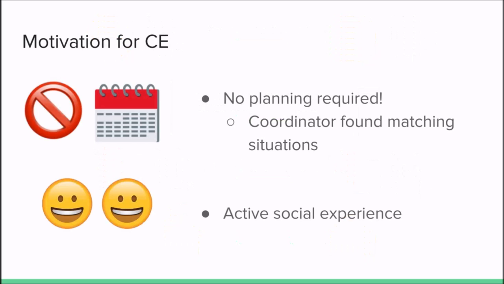So what happened in this experience? One, we can see that there was no planning required. The system just automatically matched them based on their context. And two, the experience that they engaged in was very active with another person, and so it was more satisfying than, say, liking something on Facebook.